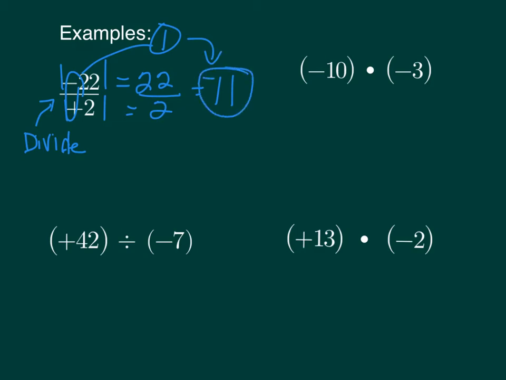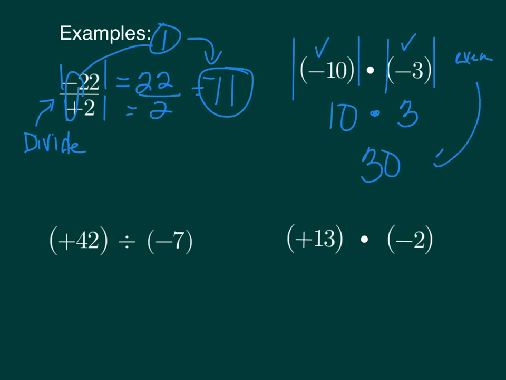Moving right along, I've got -10 times -3. I find the absolute value of both of these. The absolute value of -10 is 10. The absolute value of -3 is 3. 10 times 3 is 30. I count my negative signs. I've got 1, 2. That's an even number. And therefore, it's +30.